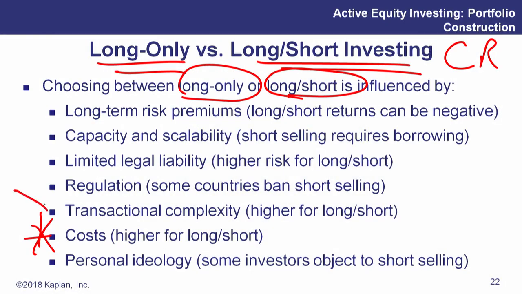We also have to talk about transactional complexity. It is harder to go short. In fact, it might be illegal for your firm to go short, or in your industry, or your company. So there aren't as many people on the short side of the market. That might mean there are more inefficiencies, because a lot of investment banks, high quality shops, and insurance groups can't go short.